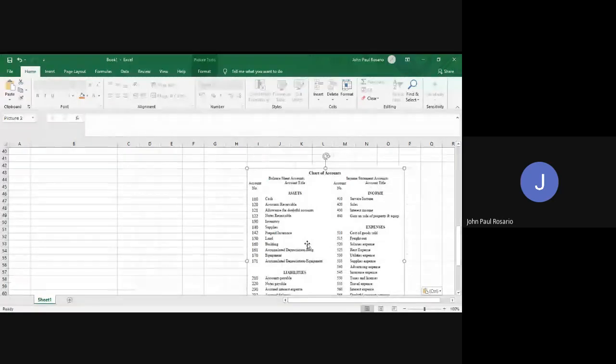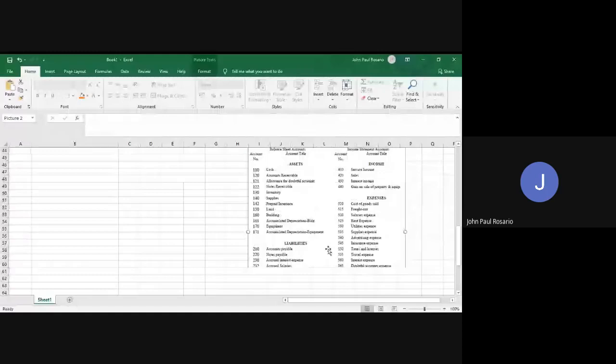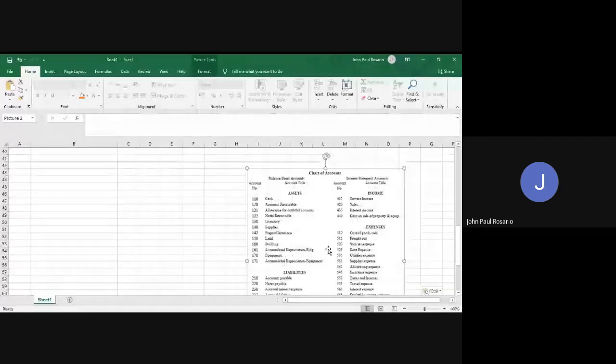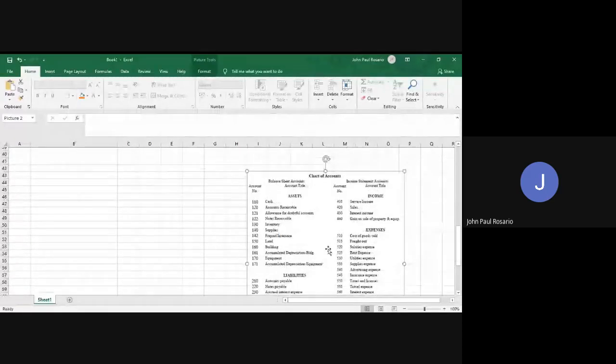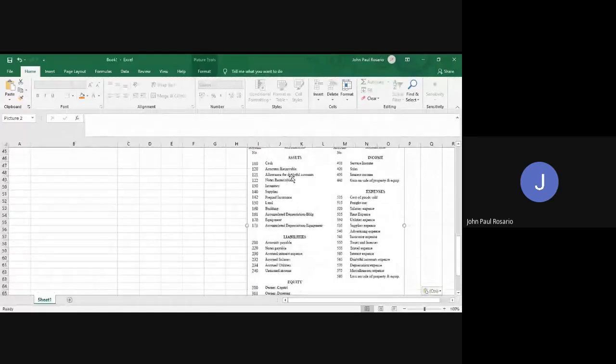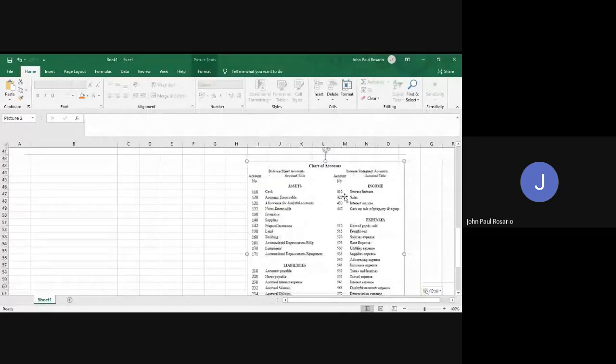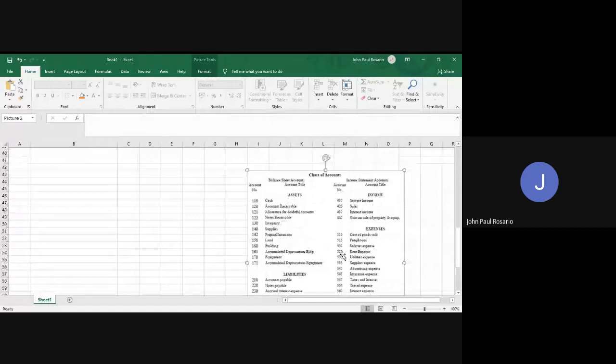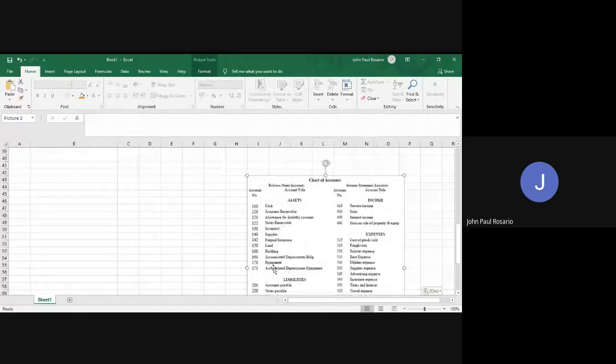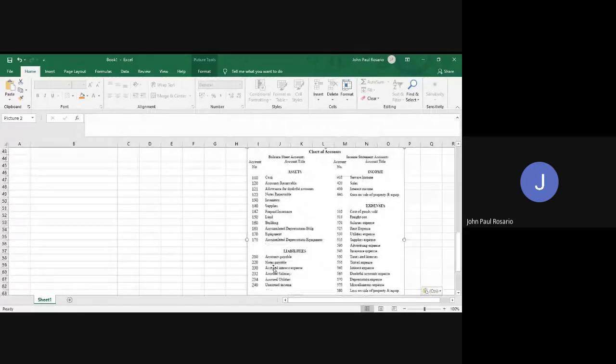You may familiarize yourselves with this one. Usually the purpose of this numbering is: assets are assigned number 1, liabilities number 2, equity number 3, income or revenue number 4, and expenses number 5. Then it follows in that order, which is usually the sequence you follow when you prepare financial statements later on.